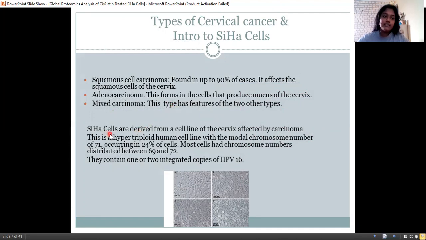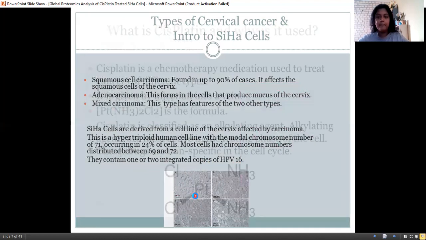So basically, CHA cells are a cell line which was derived from a woman from Japan who had cancer in the cervix. This is a hypertriploid human cell line with the modal chromosome number 71. It contains 1 or 2 integrated copies of HPV16. As you can see, these are the CHA cells here.